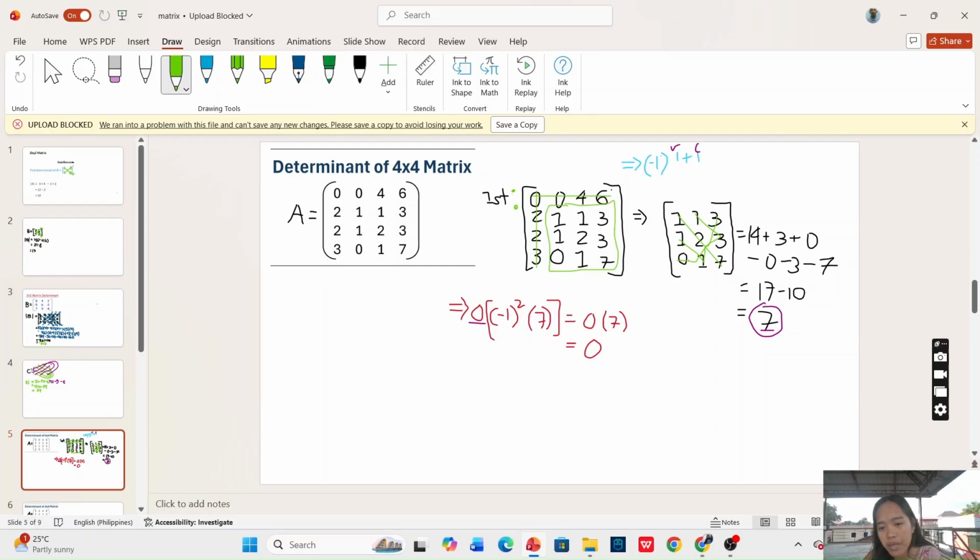So again, we have 0 times 2 times 3. We obtained minus 0, minus 1 times 3 times 1. That is minus 3. And then the last one is 7 times 1 times 1. All right, so to solve this, we have 14 plus 3 plus 0 minus 0 minus 3 minus 7, and then we obtain 17 minus 10. So the answer would be 7.